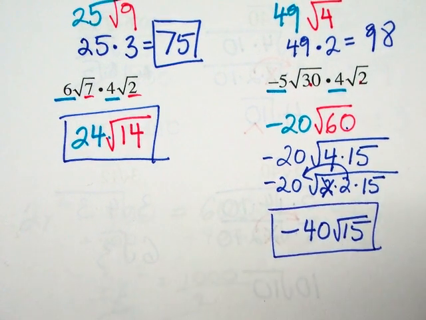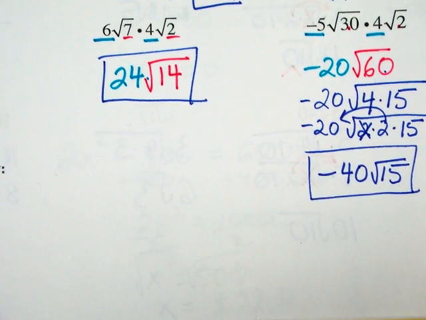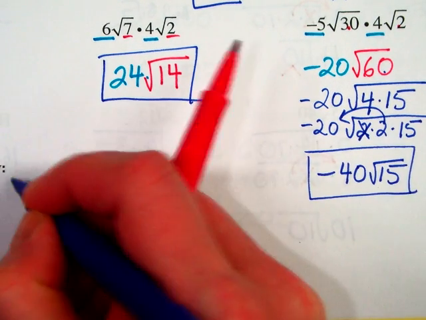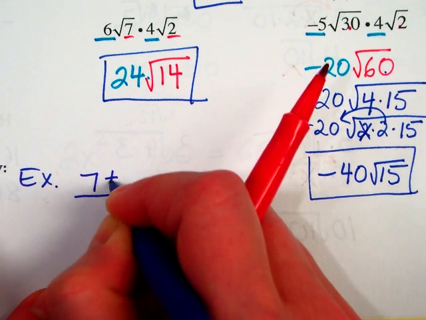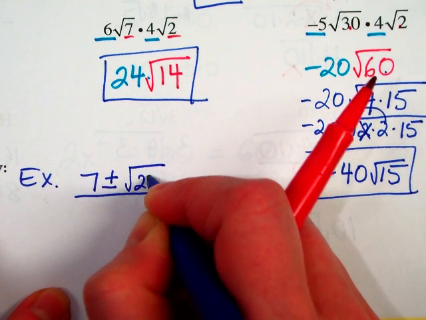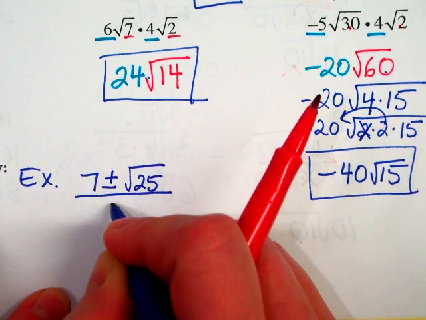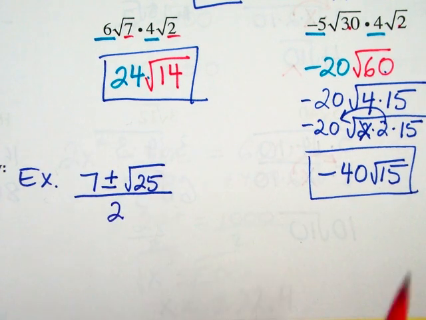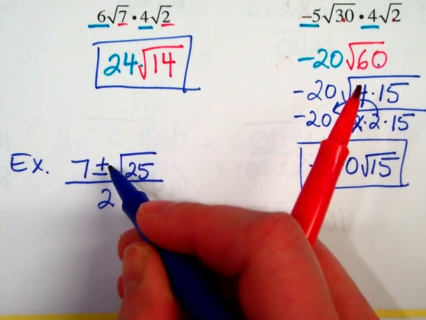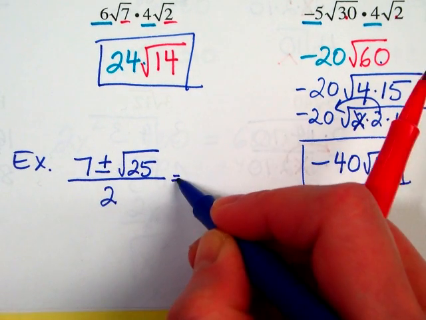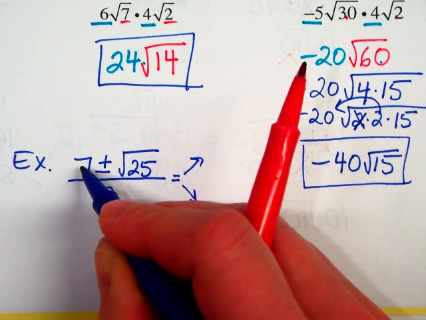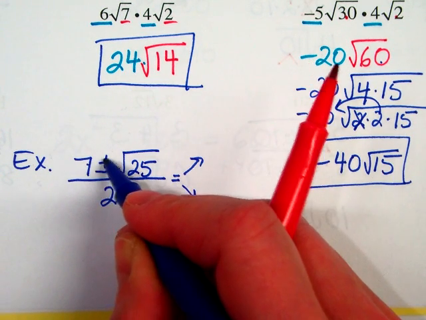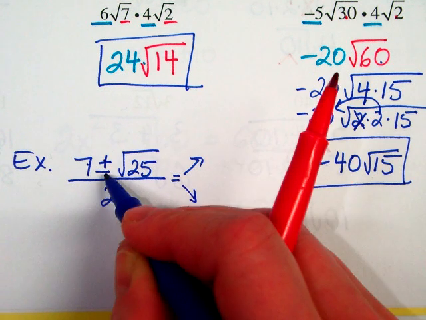I want to show you one more example that's going to be in the review packet. So I want you to try this. 7 plus or minus square root of 25, divided by 2. What does this plus or minus mean? It means that there's really two problems in this example. For one, we're going to be doing 7 plus the square root of 25, and in the other one, we're going to be doing 7 minus.